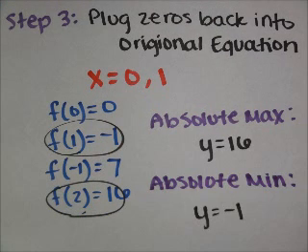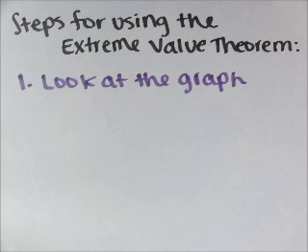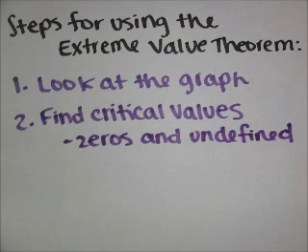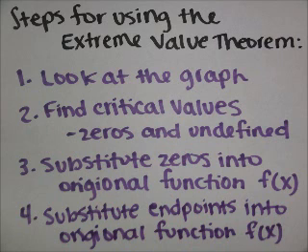Now, remembering the steps again for using the extreme value theorem: first, look at the graph, using a calculator if necessary. Second, find the critical values, the zeros and the undefined values. Third, substitute those values into the original function f of x, and fourth, substitute in the endpoints into the original function f of x. Try solving this homework problem.